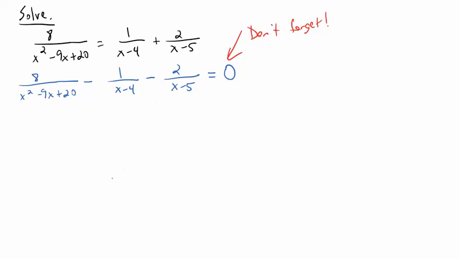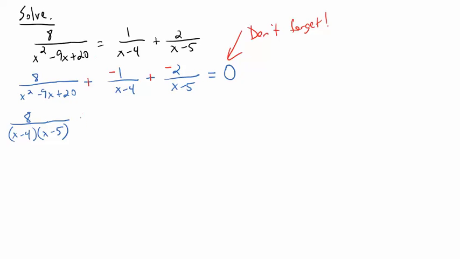Okay, now that all my fractions are on the same side, I'll combine them. In other words, I'll add them together. So I'm going to change this minus to plus a negative, and change this minus to plus a negative. And so now I'm going to try to get a common denominator with those three fractions. Before I do that, I need to factor my first denominator. And using the AC method or something, you'll get x minus 4 times x minus 5.